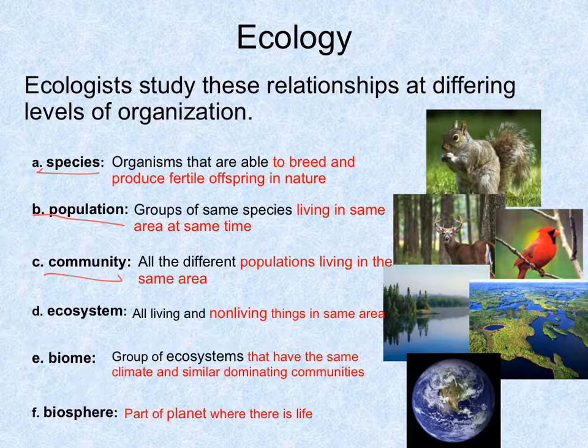We have communities, which are all the different populations, of course, different species that live in the same area. We have ecosystems, which are all the living, the biotic, and the non-living, abiotic, things that live in the same area. And we have groups of ecosystems, that's biomes, that have the same climate and similar dominating communities. A good example of that where we live would be a northern biome, which is all of Minnesota, Wisconsin, and North and South Dakota. And then, of course, the biosphere, which is the part of the planet where life exists.